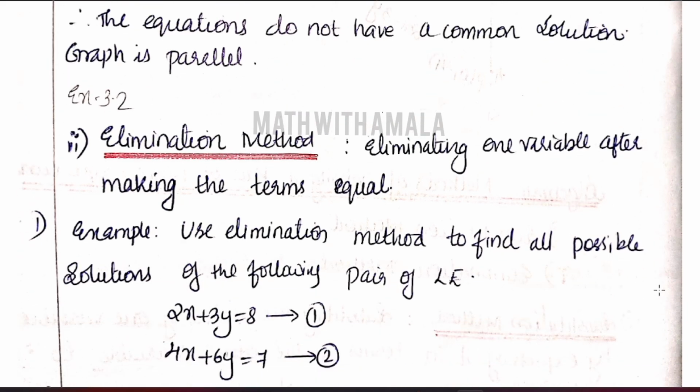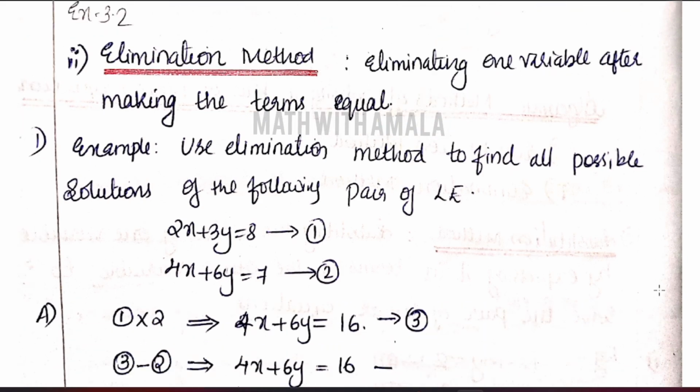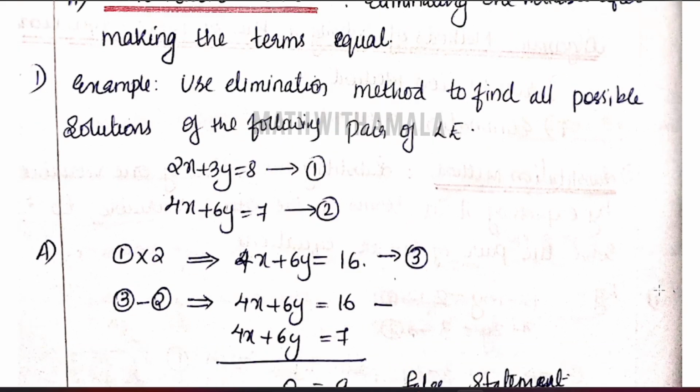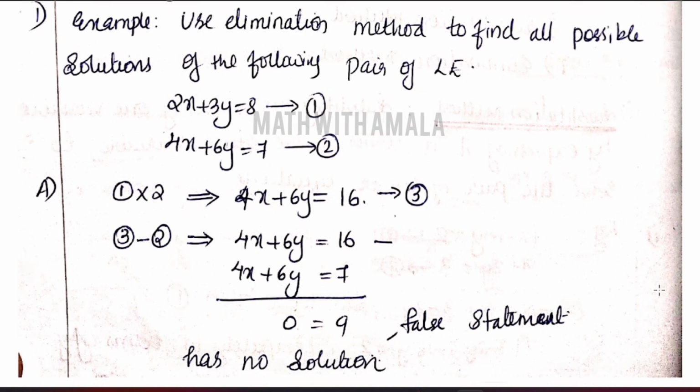The next method is the elimination method. In this method, we eliminate one variable after making the terms equal. Let's move to the example. 2x + 3y = 8 is the first one. 4x + 6y = 7 is the second one. You can see that the first equation has 2x and the second equation has 4x. So you can multiply the first equation by 2 and you will get 4x in both. So 4x + 6y = 16, which is the third equation.